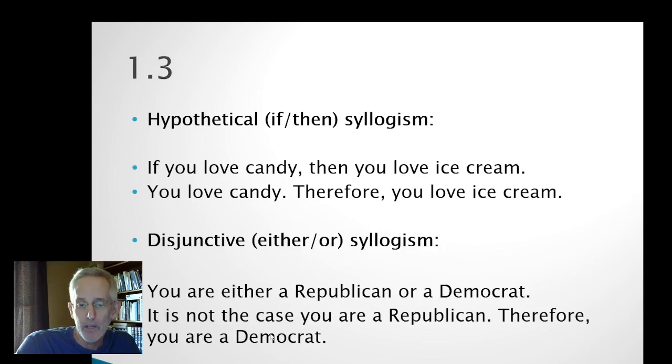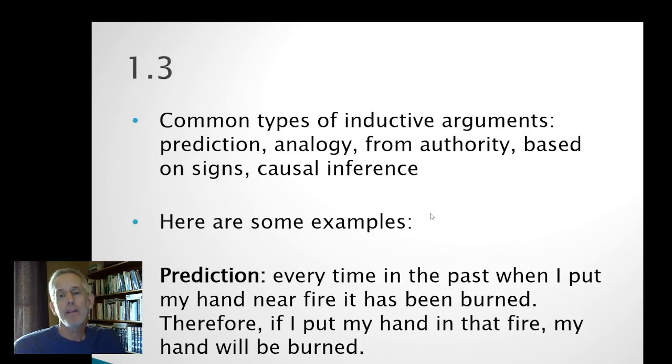So that makes it a deductive argument because the conclusion follows with complete necessity from the assumed truth of the premises. And it's a disjunctive syllogism because it has two premises and there's an either-or statement in there. You are either a Republican or a Democrat. Okay, so let's look at the common types of inductive arguments. You have arguments based on a prediction, based on an analogy, arguments from authority, arguments based on signs, and then causal inferences. These are all typical examples of inductive type arguments. So let's go through each of those.